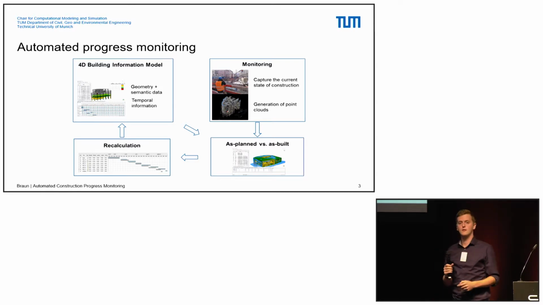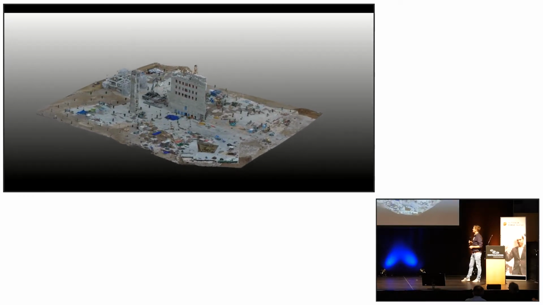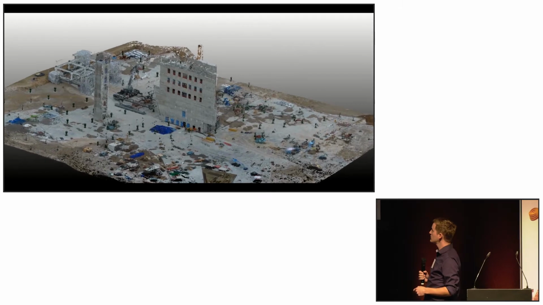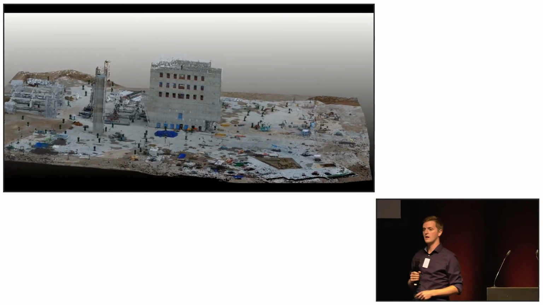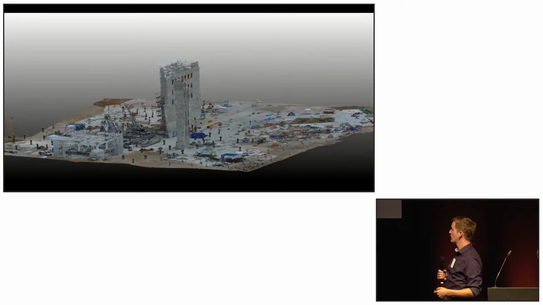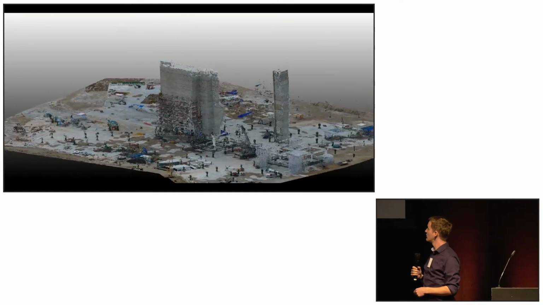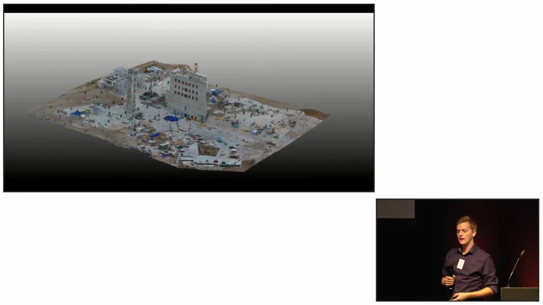Then we can do a recalculation of our process plan and detect whether we have any delays or any deviations from our initial construction schedule. The project itself worked quite fine so far. So here you can see one of our projects we tested. We have a very nice point cloud out of it. So you can see the concrete from this building, very nice.